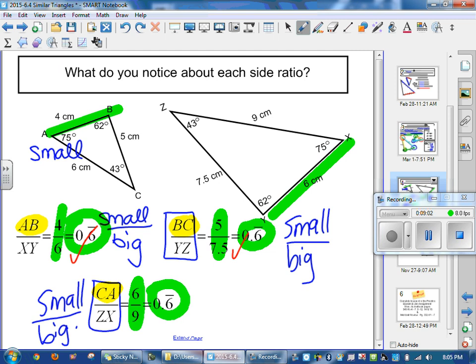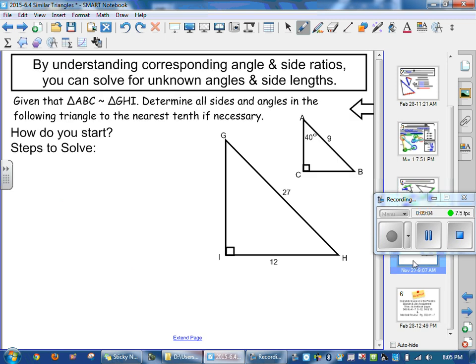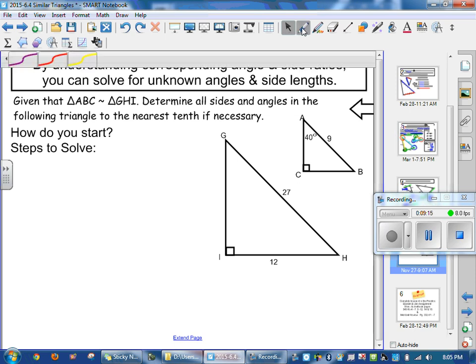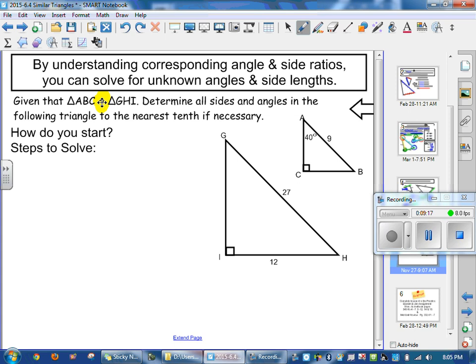Here's a problem-solving example. It tells us that triangle ABC is similar to triangle GHI. How do I know it's similar? Because it's got this squiggly line, this little squiggle in the middle there, that indicates similarity. So they are similar. They're not equal.